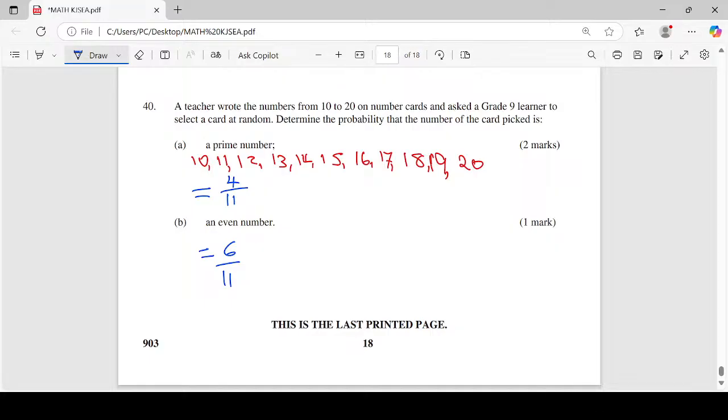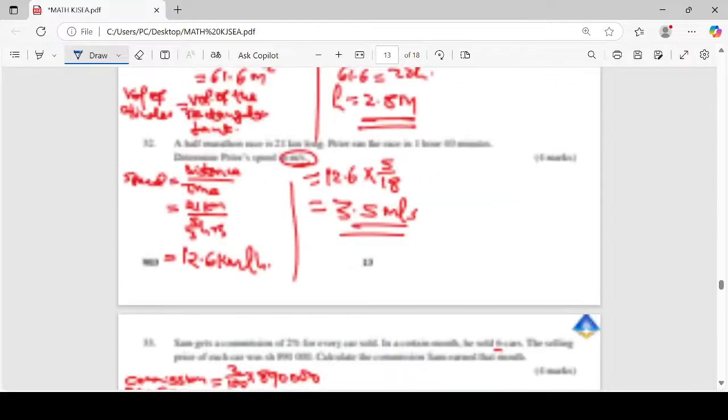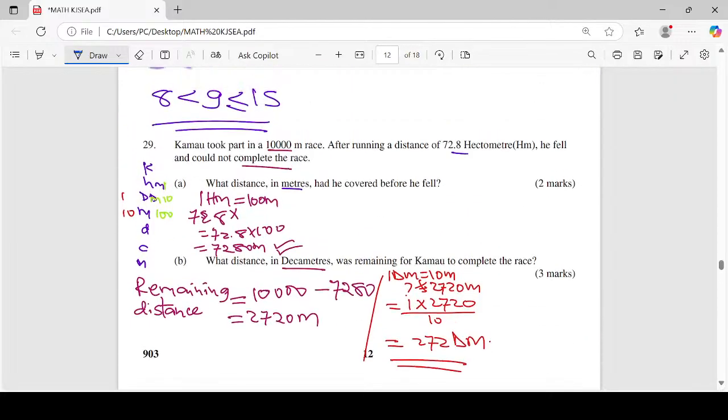That marks the end of the paper. It is well revised, everything catered and considered.